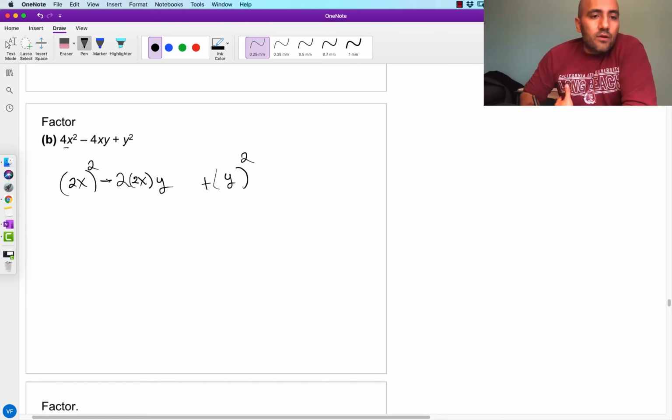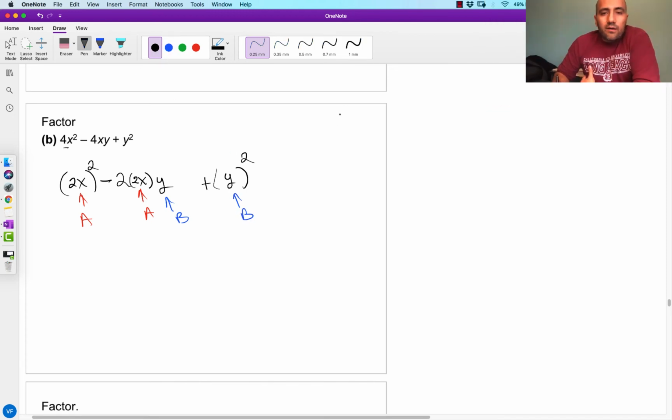So it fits the pattern where this is the a, this is the a, this is the a, and then this is the b, and this is the b. So it fits the pattern of a minus b squared equals a squared minus 2ab plus b squared. So from that, I can conclude that this must be equal to 2x minus y squared, right? Just because it fits that pattern.